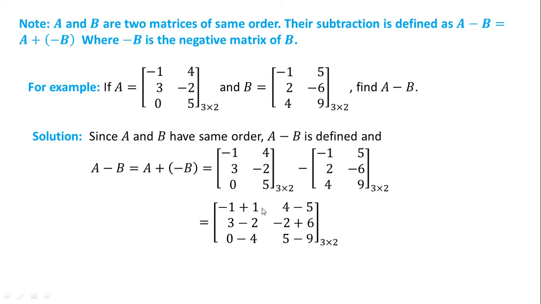Finally we get this matrix. The answer is: 0, minus 1, 1, 4, minus 4, minus 4. Check this answer. The order of the resultant matrix is also 3 by 2. So in the algebra of matrices, addition and subtraction of two matrices is possible only when the order of the two matrices is the same.